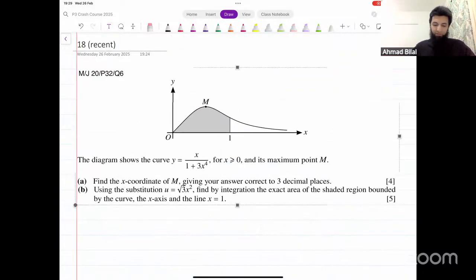Okay, let's start with this one. It says the diagram shows this curve y equals x over (1 plus 3x) whole raised to power 4 for x greater than or equal to 0 and its maximum point m. Find the x coordinate of m, giving an answer correct to 3 decimal places.